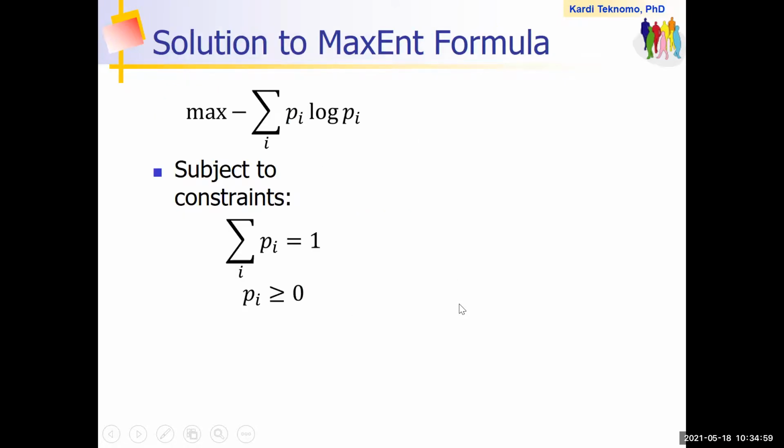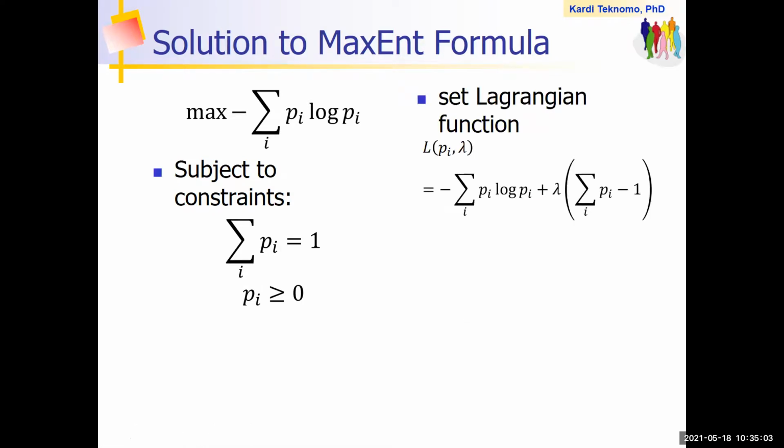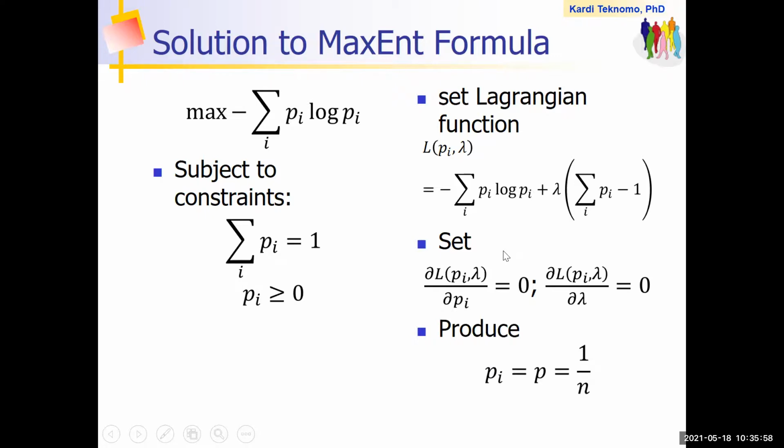So if you solve this, you can solve it mathematically, or you can solve it using Excel. If you solve it mathematically, this is how you will do it. You use what is called the Lagrangian function, L. First you put the objective function, and then plus lambda times the constraint. The constraint you put into the equation, and then you set the first derivative of the Lagrangian function, by each probability and by lambda, equal to 0. If you compute, it will produce P equal to 1 over n. So it is a uniform distribution.